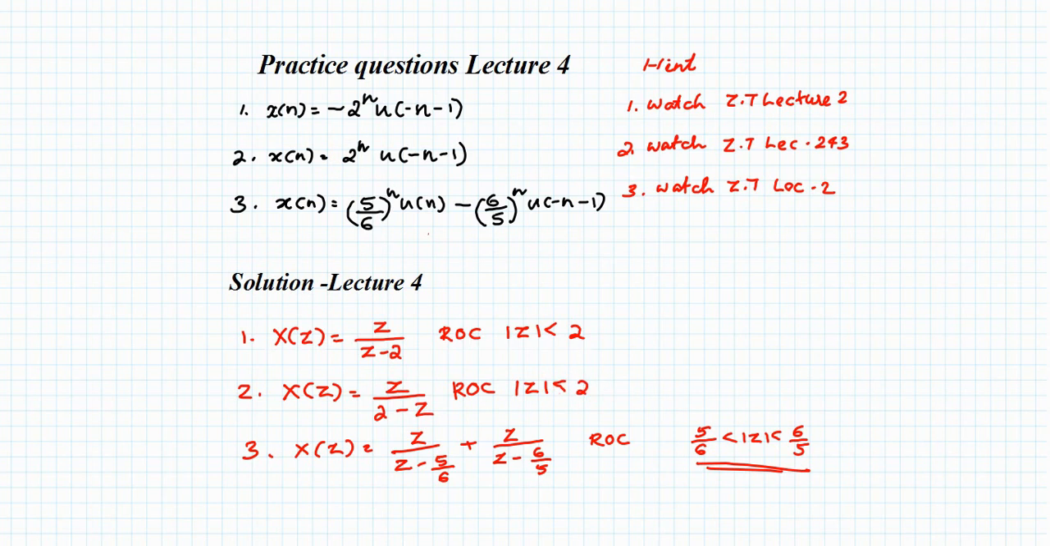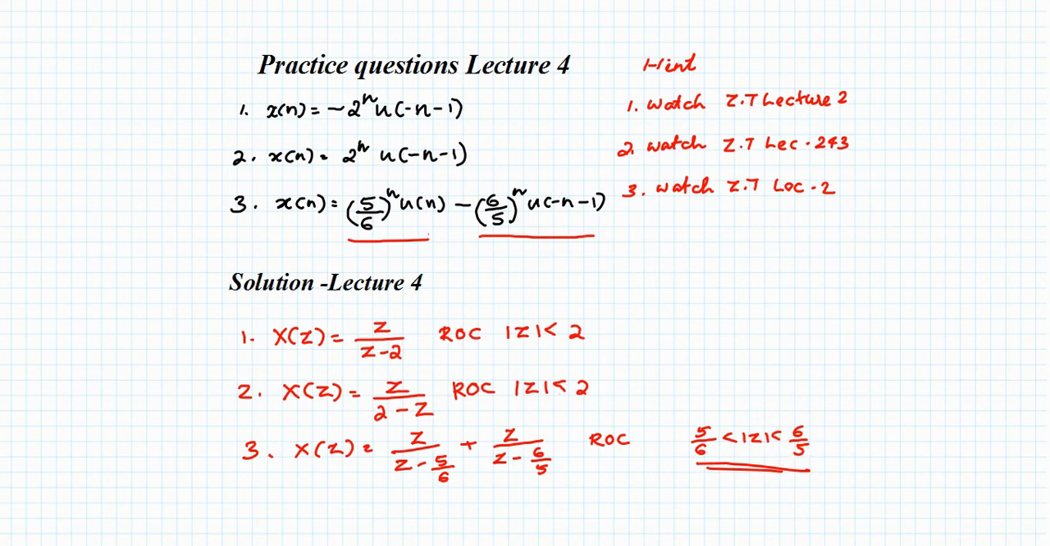For the last question, there are two parts. One is 5 by 6 whole raised to n into u of n, and the transform for the corresponding signal is z by z minus 5 by 6, and the ROC is given by modulus of z greater than 5 by 6. The second part is minus 6 by 5 whole raised to n into u of minus n, and the transform is z by z minus 6 by 5, and the ROC will be modulus of z less than 6 by 5.